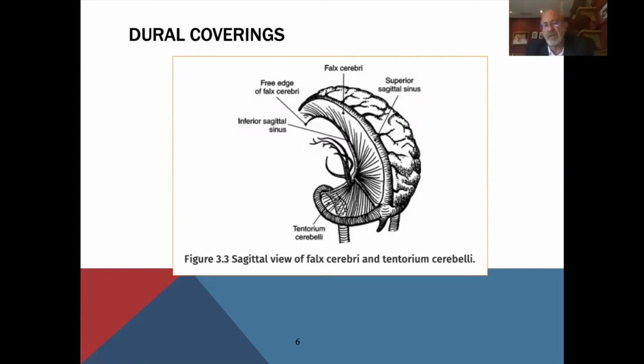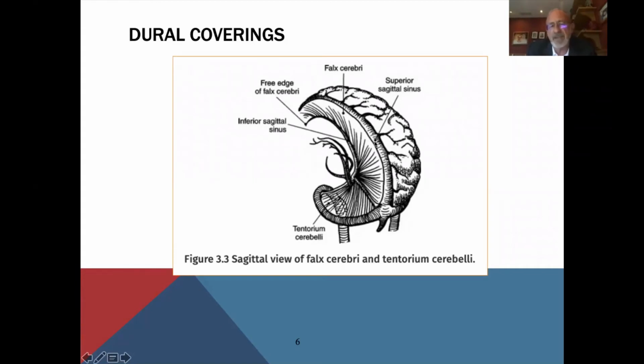If you were to go through a cadaver brain, you would find a small tunnel or passageway within the upper portion of the falx cerebri. What goes through it is a large volume of blood that we call, in this region, a sinus. And the superior sagittal sinus is a massive collection of blood that runs from anterior to posterior.